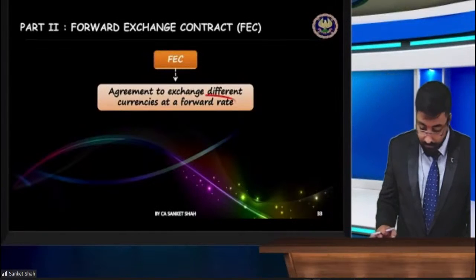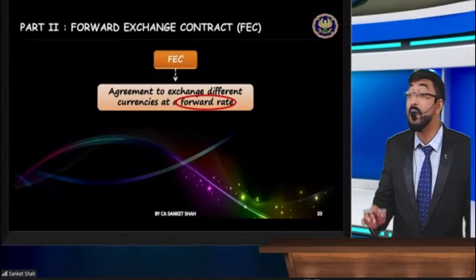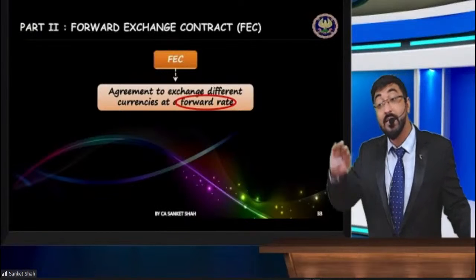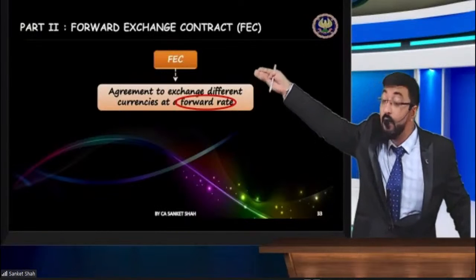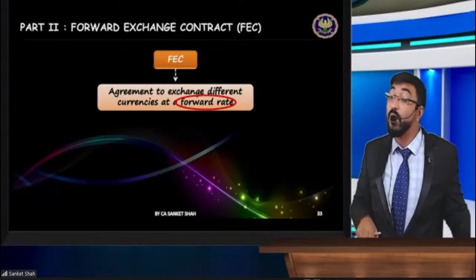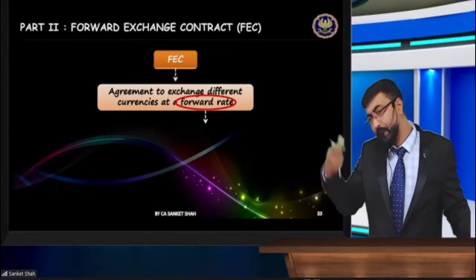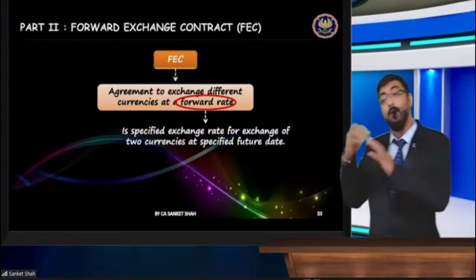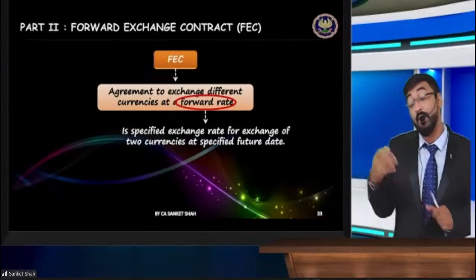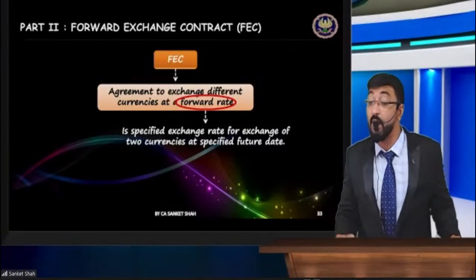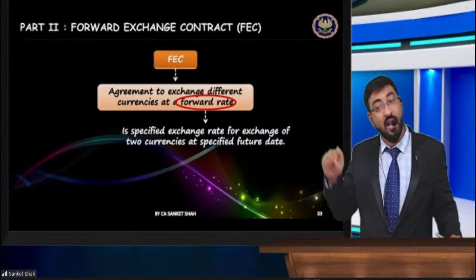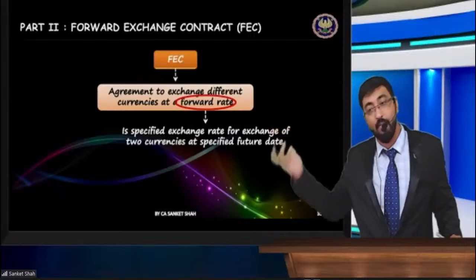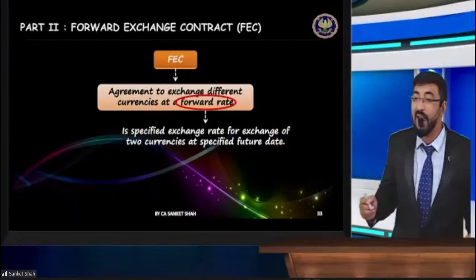And what is the forward rate? It is the specified exchange rate for two currencies at a future date. This rate is not today's rate. You are going to exchange $1 with 50 rupees, or 45 rupees. Today's spot rate is different, but in the future it may be an increased rate or a decreased rate, but this rate is decided in advance. Now the spot rate and the future rate may be different. So remember, it is a specified exchange rate.